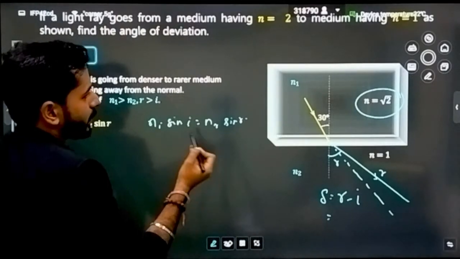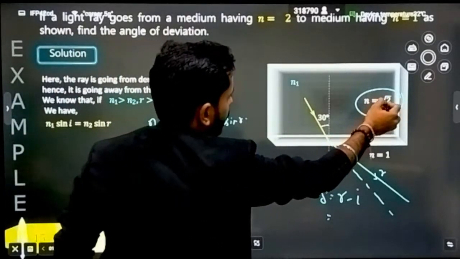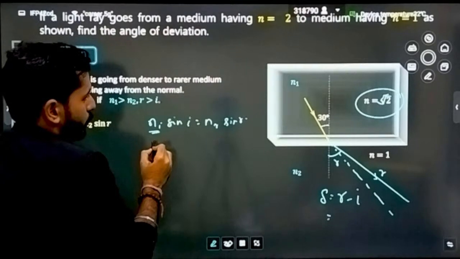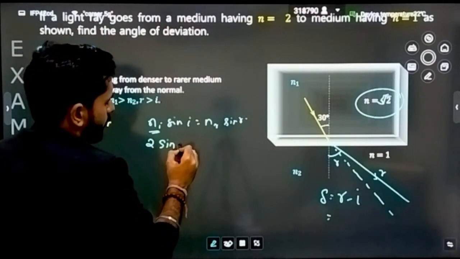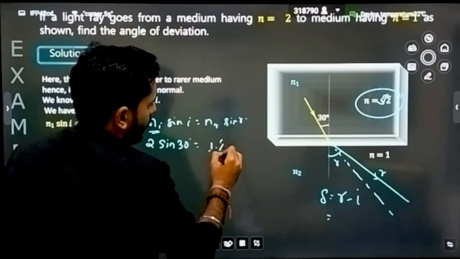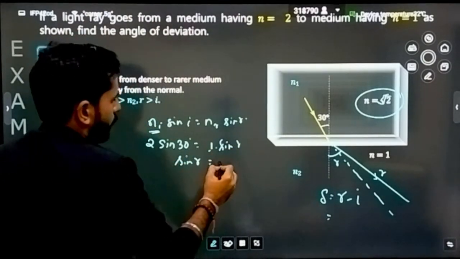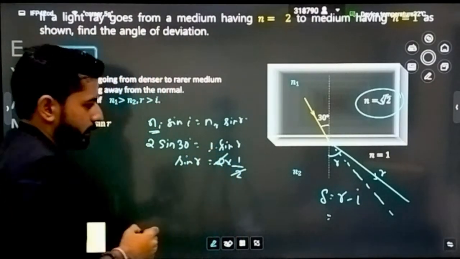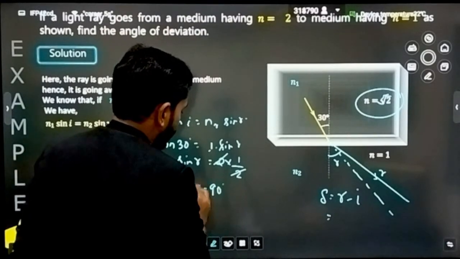I think it is equal to 2 here; by mistake it is written differently. Let's see. If I am putting 2, let's suppose, 2 into sine of i, that means sine of 30, equals nr, refractive medium 1, into sine of r. That means sine of r will be written as 2 times sine of 30. Sine of 30 is half, cancel, it will become 1. That means r equals how much? 90 degrees it will be coming.